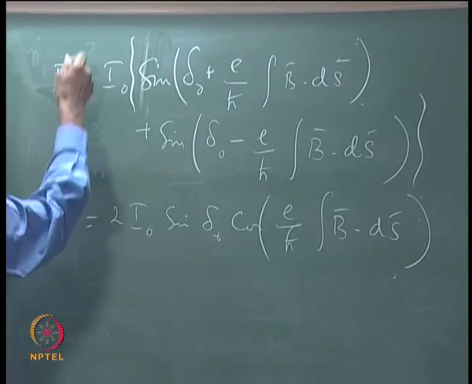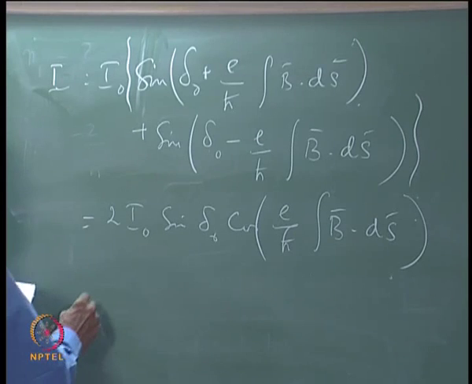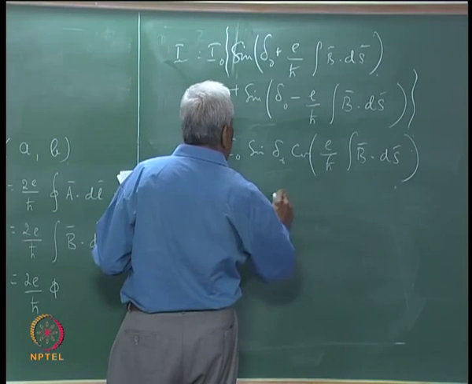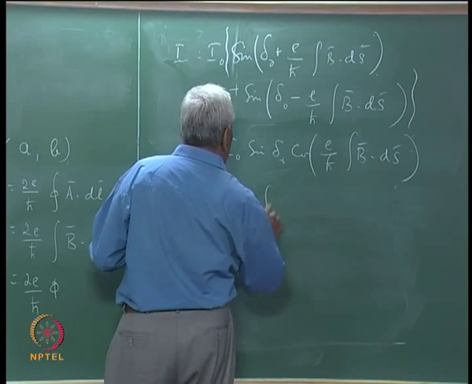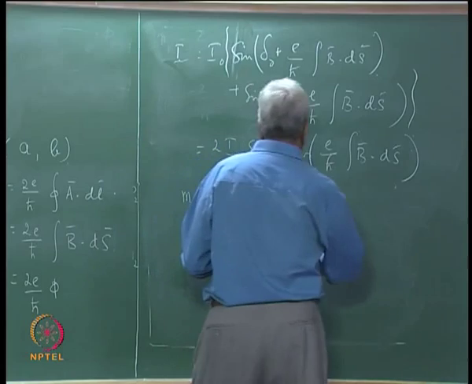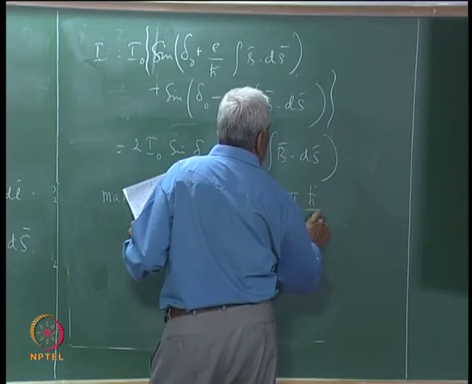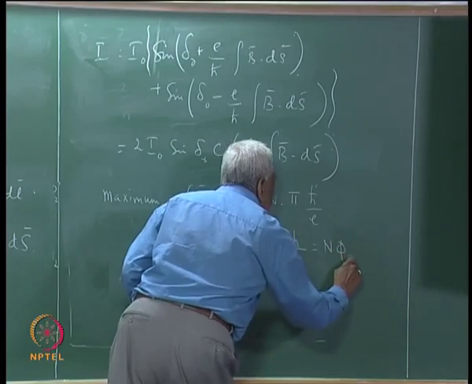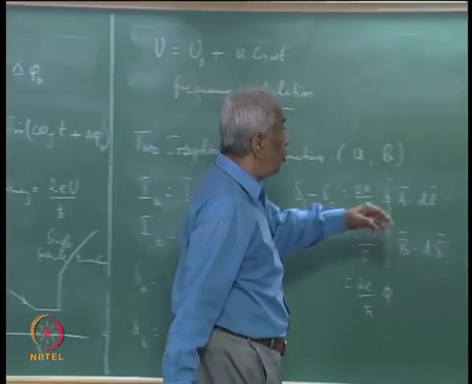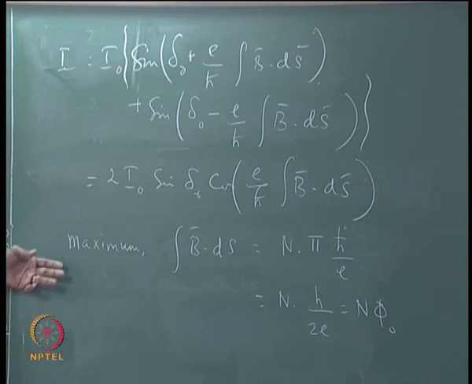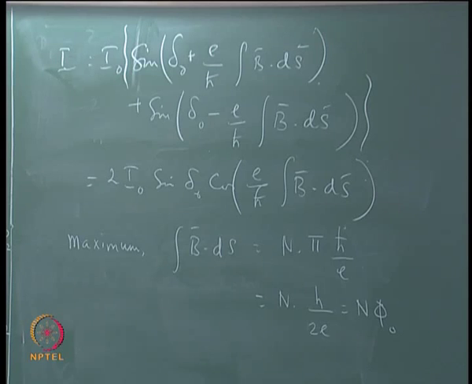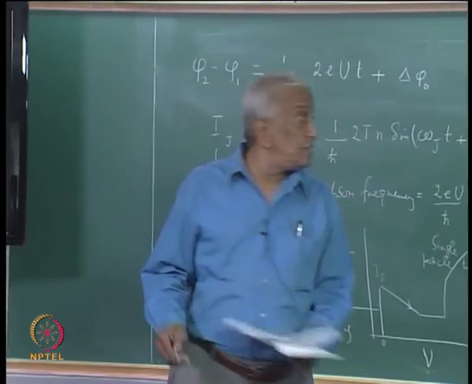So, this current across the pair of Josephson junctions will be a maximum when E by H cross integral B dot ds equals n times pi H cross by E, and that is n times H by 2E, or n phi naught. So, there will be a maximum in the Josephson current flowing across this pair of superconducting junctions. This maximum will occur whenever there is a flux quantum enclosed in the superconducting ring consisting of two identical superconducting tunnel junctions. So, this is the basis.